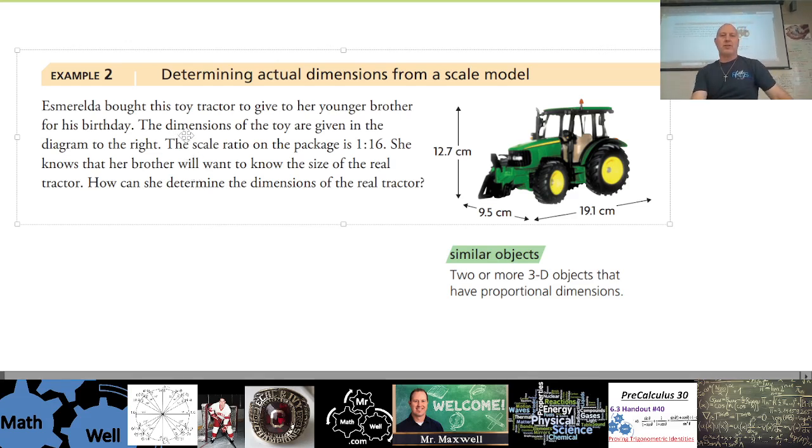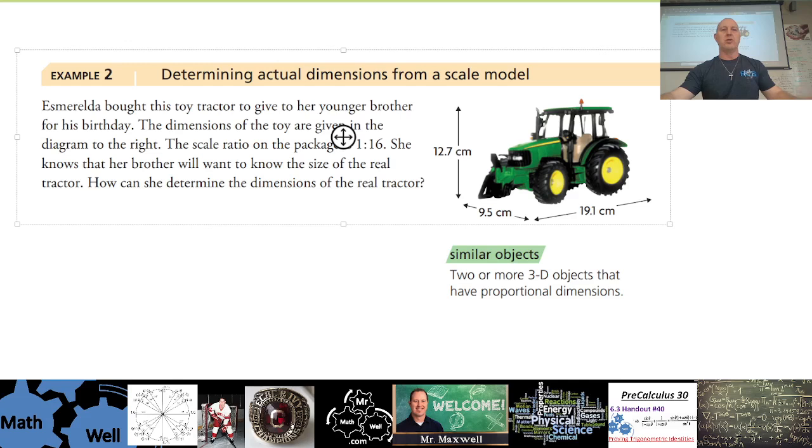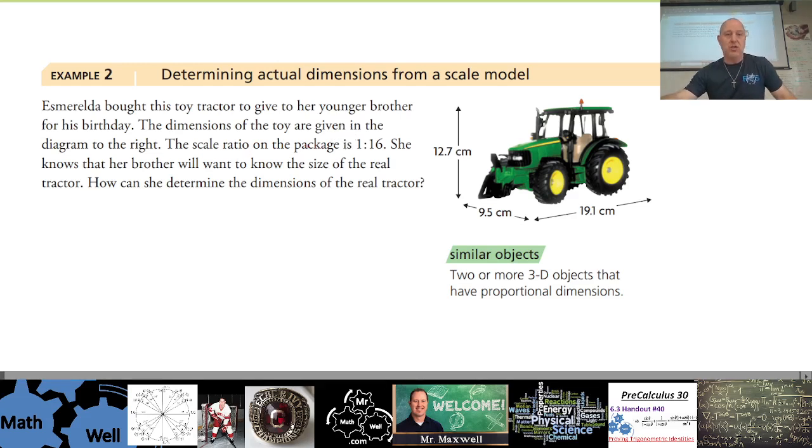Esmeralda bought this toy tractor to give to her younger brother. Isn't that nice? For his birthday. So she's good. In this question, she's good. The dimensions of the toy are given in the diagram to the right. The scale ratio on the package says 1 to 16. She knows that her brother will want to know the real size of the real tractor. So how can she determine the dimensions of the real tractor?